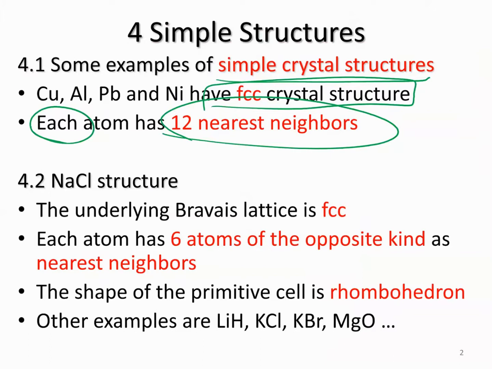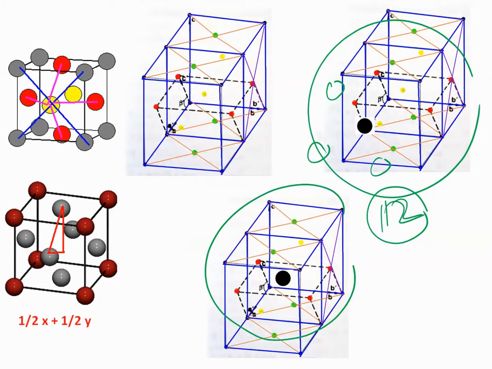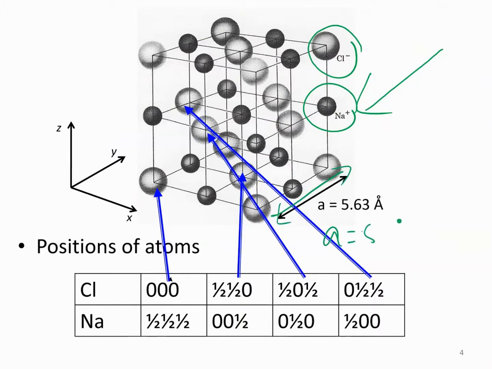Now the next structure that I introduced just now is NaCl. We know that this is salt. How does the salt look? The salt looks like this. It is composed of Na and Cl, and the unit cell length is A equal to 5.63 angstrom. This is one unit cell.